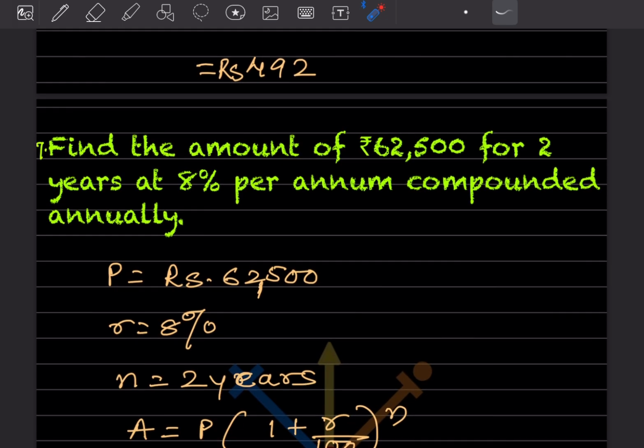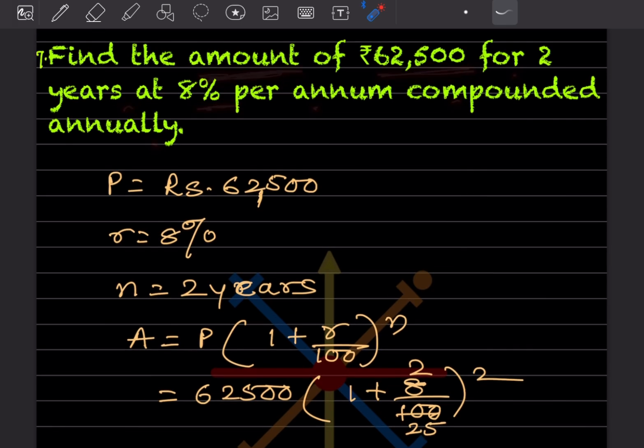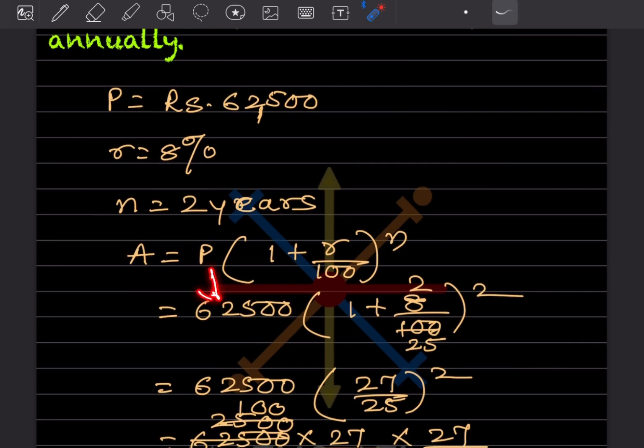Find the amount of rupees 62,500 for 2 years at 8% per annum compounded annually. Here they have asked only for the amount. So again the same thing, the given things here. The same formula, just plug in the values. So this is 8, this is 2.